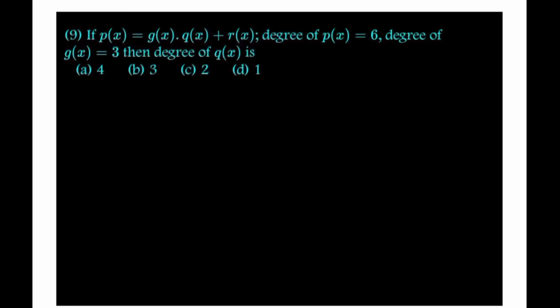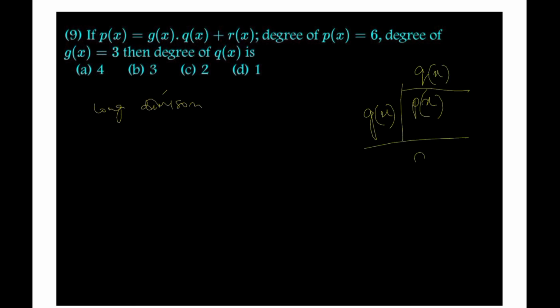And it is, if p of x is equal to g of x into q of x plus r of x, and this is nothing but the division procedure. In long division we have already seen that if we divide a polynomial p of x by g of x, which is another polynomial, we get a quotient q of x, another polynomial, and sometimes we get a non-zero remainder or sometimes zero remainder r of x.